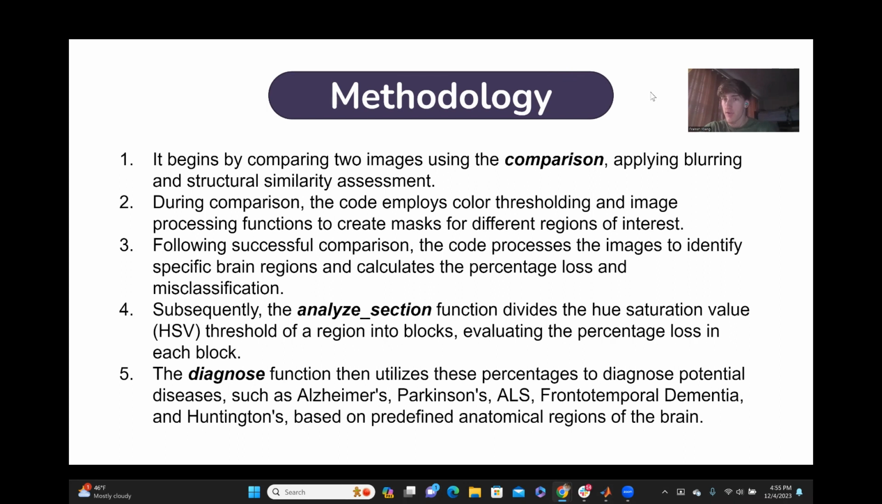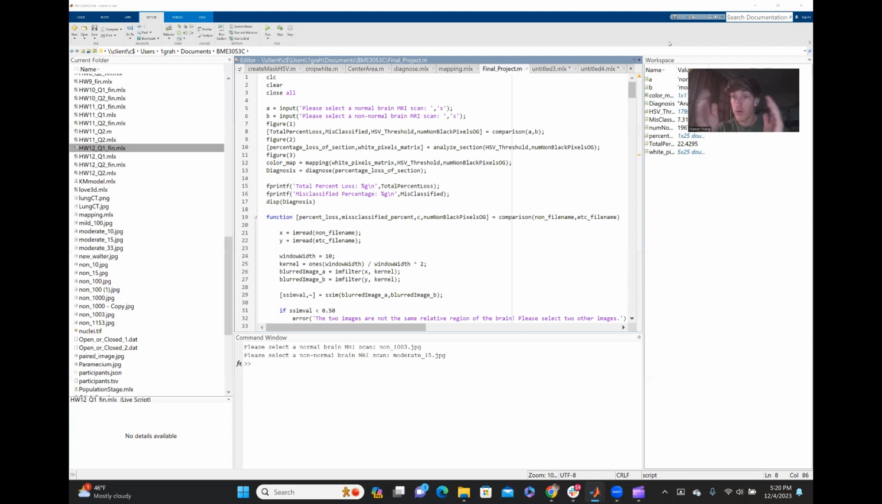Subsequently, the analyze function divides the hue saturation value, otherwise known as the HSV threshold, of a region into blocks, evaluating the percent loss in each block. Finally, the diagnose function then utilizes these percentages to diagnose potential diseases such as Alzheimer's, Parkinson's, ALS, frontotemporal dementia, etc. shown below. So here is our code.